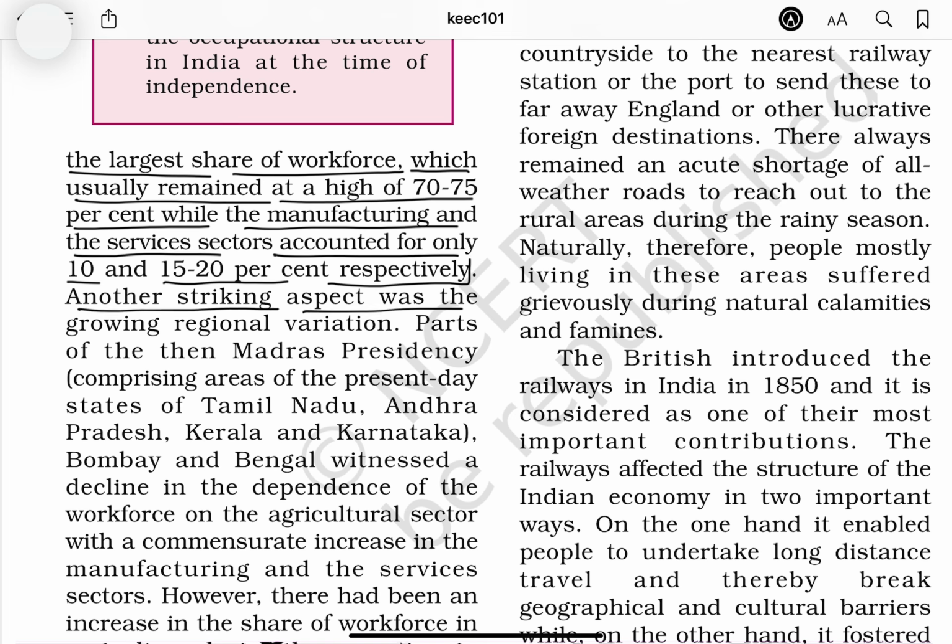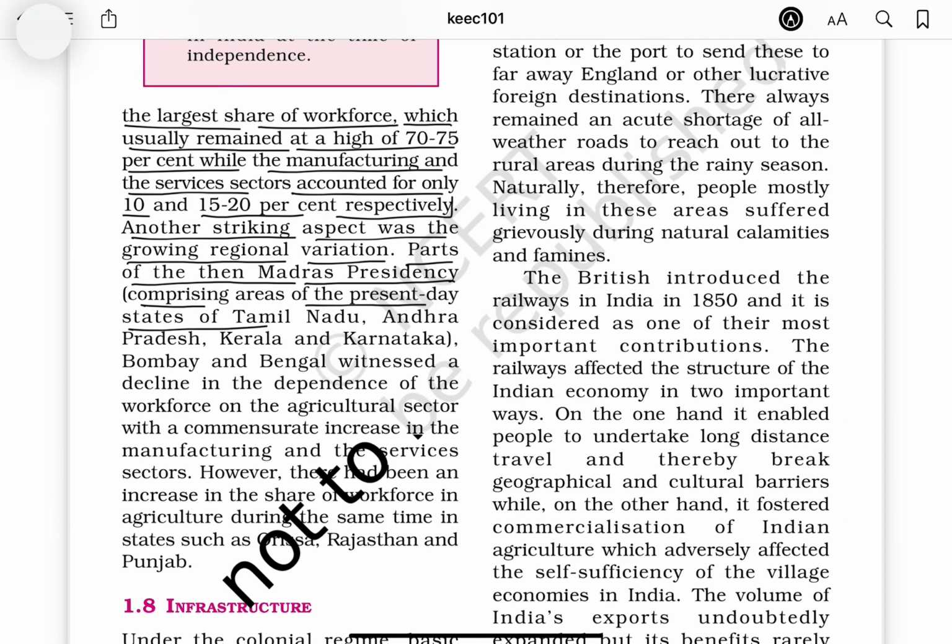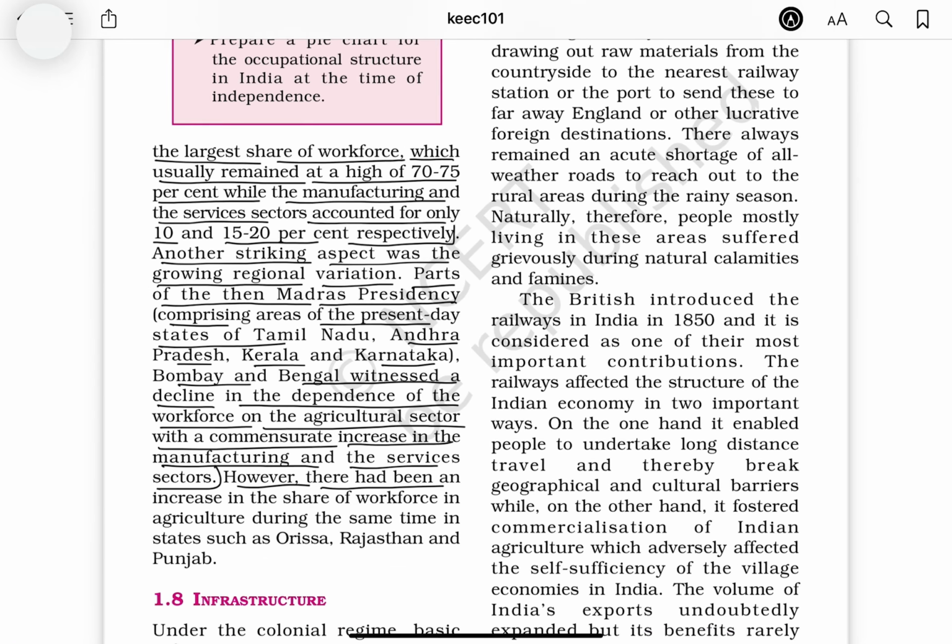Another striking aspect was the growing regional variation. Parts of the then Madras Presidency, comprising areas of the present-day states of Tamil Nadu, Andhra Pradesh, Kerala, and Karnataka, Bombay, and Bengal witnessed a decline in the dependence of the workforce on the agricultural sector, with a commensurate increase in the manufacturing and the services sectors. However, there had been an increase in the share of workforce in agriculture during the same time in states such as Odisha, Rajasthan, and Punjab.